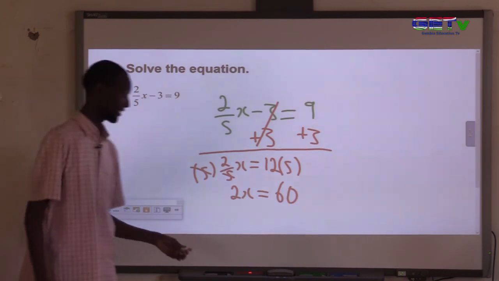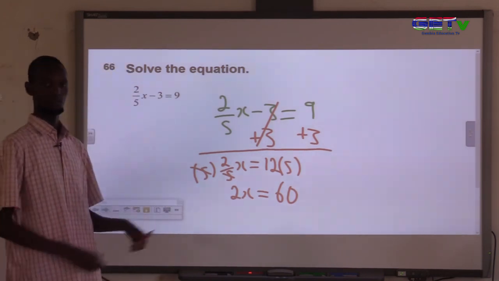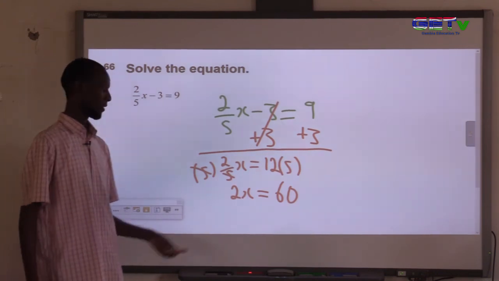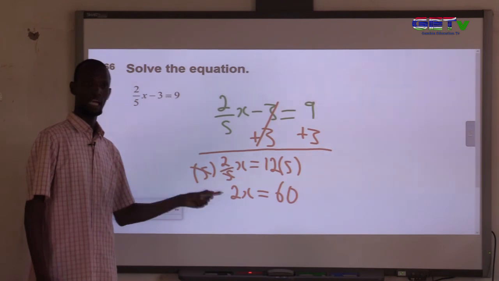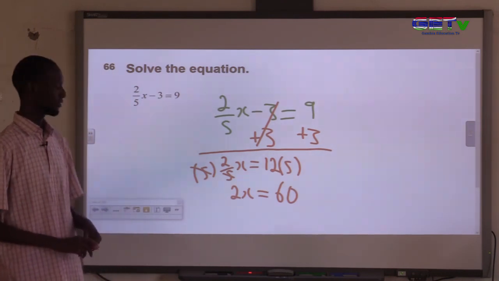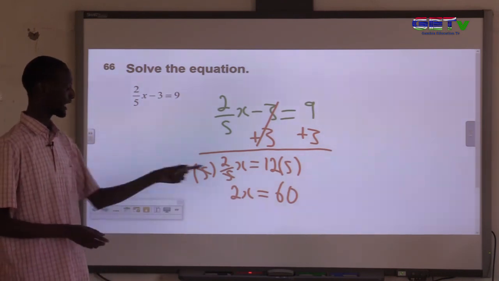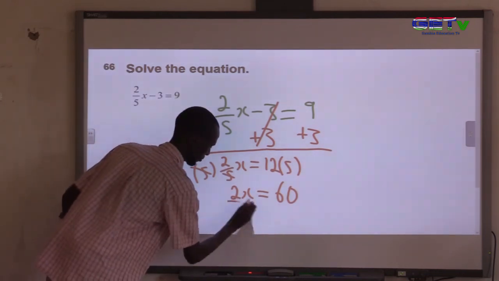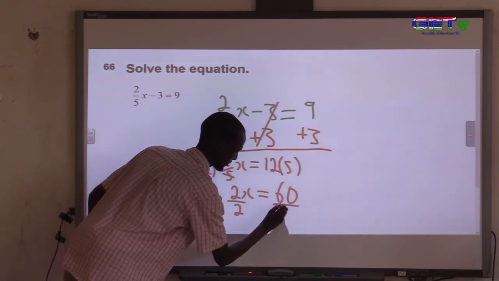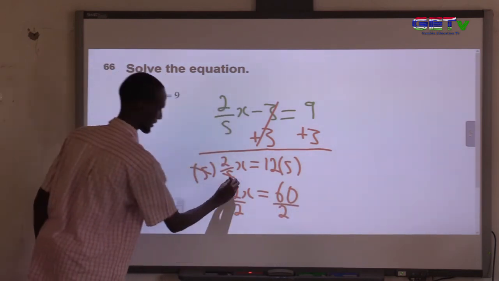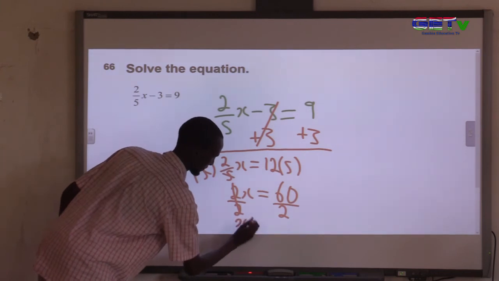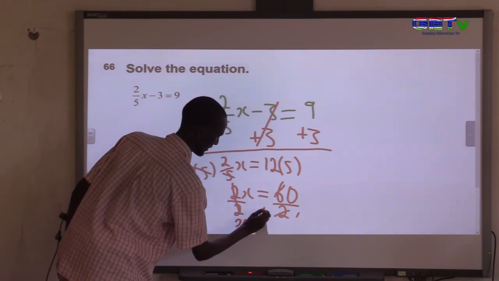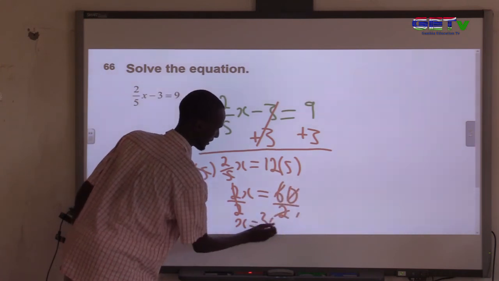But still, is our variable now alone? No, it is not. So we have to continue. 2x is 2 times x, multiplication. So we need to undo that multiplication. And to undo a multiplication, you divide. So over 2, here also over 2. Then the 2 will cancel out. So you now have your x. 2 into itself once, 2 into 6 is 3 times, into 0 is 0.